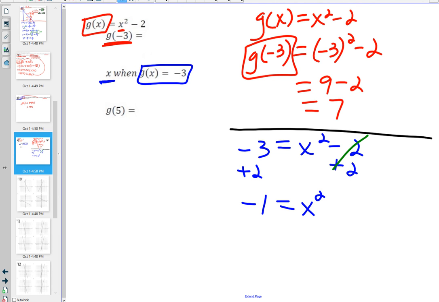Square root. If you happen to have a calculator out like you should have every day, what's the square root of -1? Elena, what is it? Square root of -1. It's actually an error. It is an error, which means that it is undefined. It cannot be done.